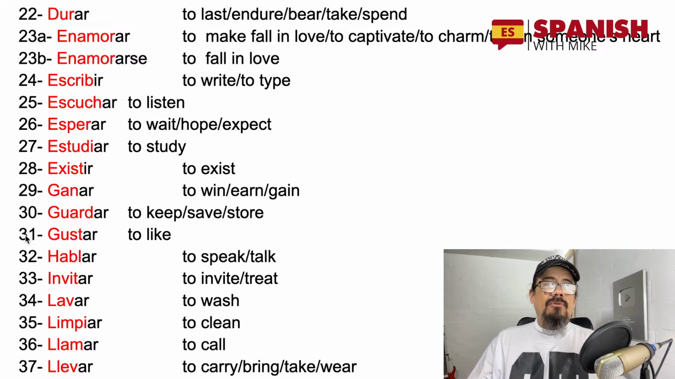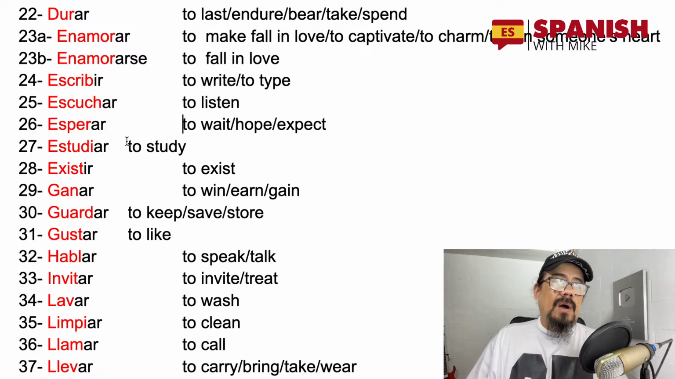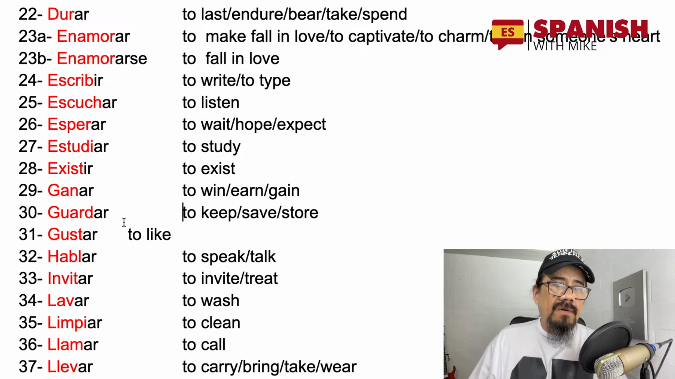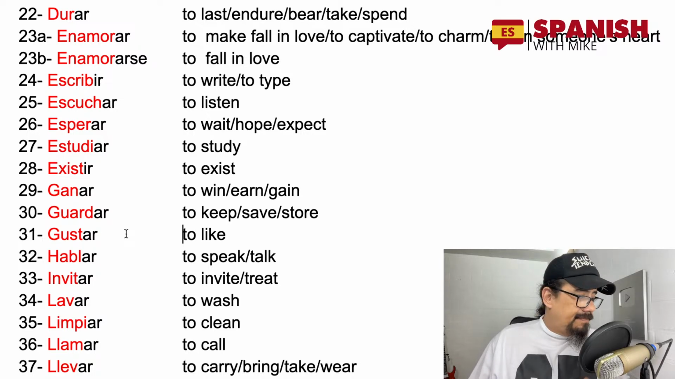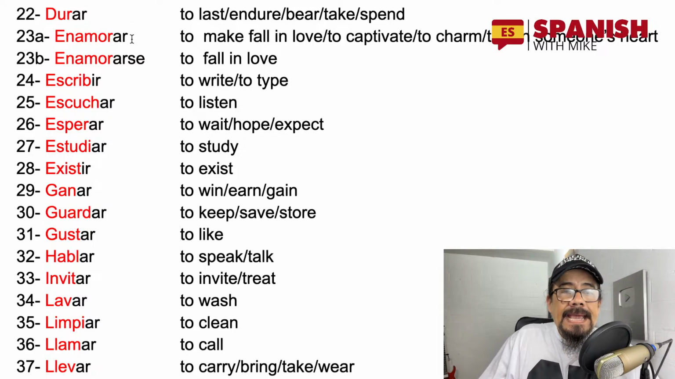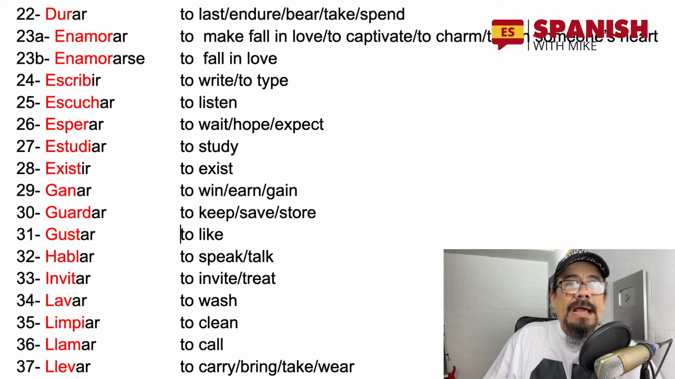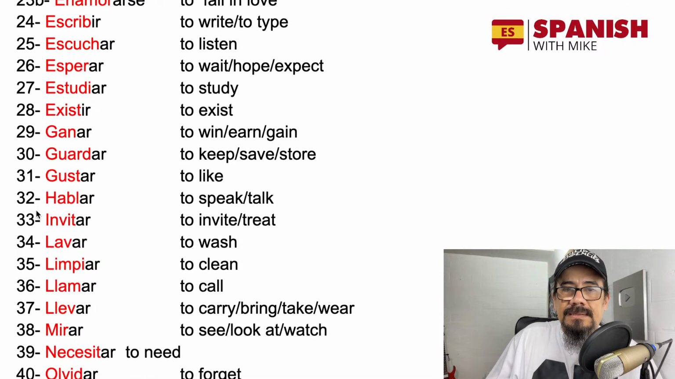Enamorar. Remember that enamorar can be used in two different ways in Spanish. One in which it's translated as to make somebody fall in love, to captivate someone, to charm people, or to win someone's heart. Enamorar, enamorando. And enamorarse, to fall in love, would be enamorándose. That's different. We can say me estoy enamorando. Okay, so that's different, and just to keep in mind.